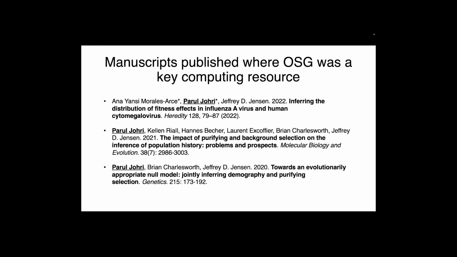And we've also published 3 manuscripts by now, where OSG was definitely a key computing resource. Without OSG, it would not have been possible to complete any of this work. So that has been really great. There are 2 papers for Drosophila, one for the influenza and human cytomegalovirus study, and we're still working on one for humans and primates.